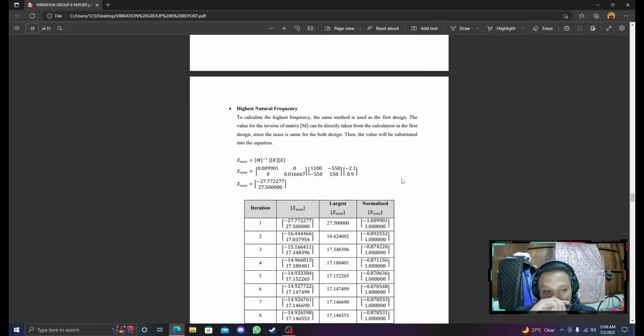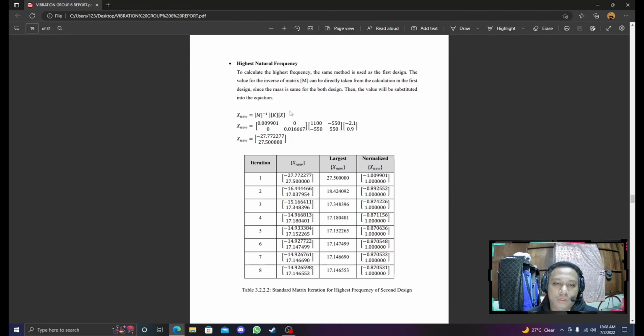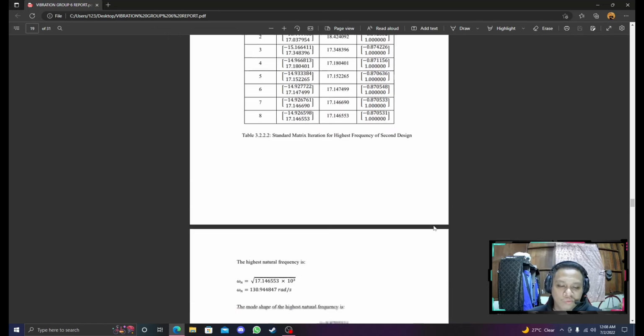Highest natural frequency. To calculate the highest frequency, the same method is used as the first design. The value for the inverse matrix can be directly taken from the calculation in the first design. Since the mass is the same for both designs, the value will be substituted into the equation. This is the equation that we use, for iteration 1 until 8 for x new, largest x new, and normalized x new.